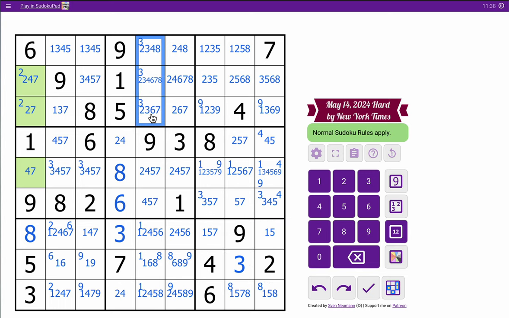Three's here, nothing else is a 3. 9's here, nothing else is a 9. 4 here, nothing else is a 4 that I can see. Okay, 8 here, and I knew I was missing something. Okay, these cells are not 8.